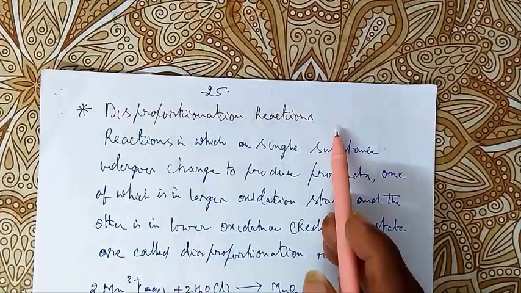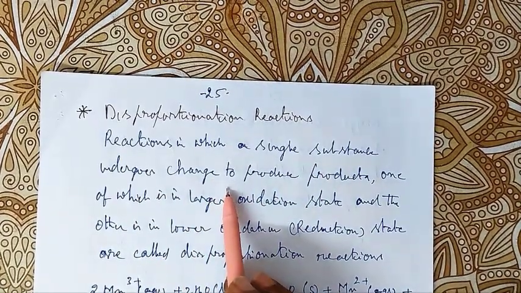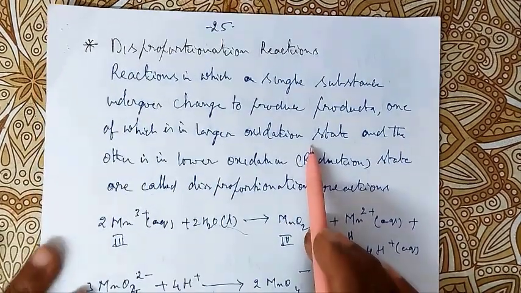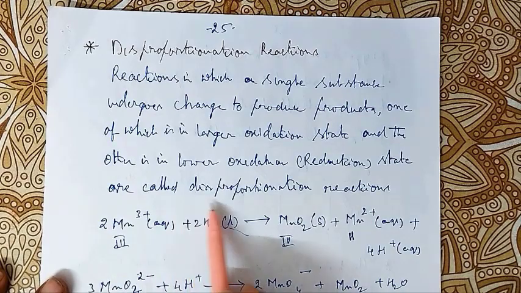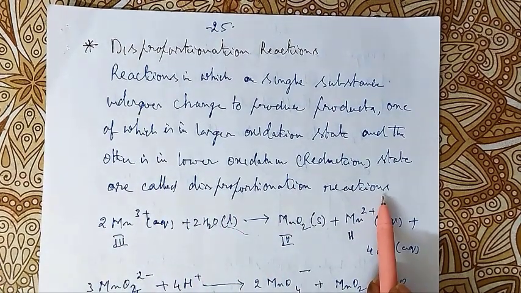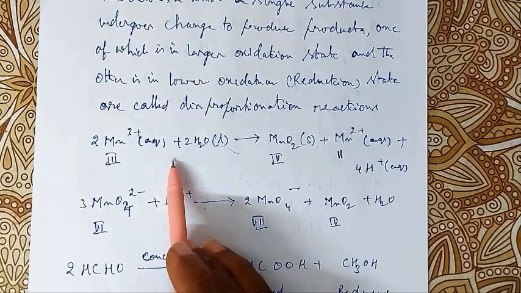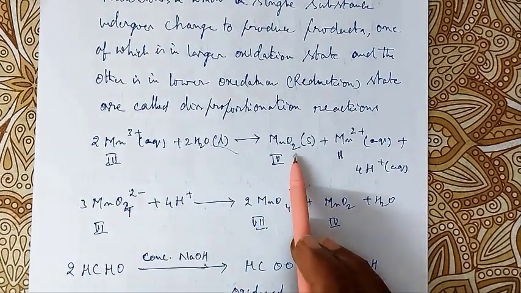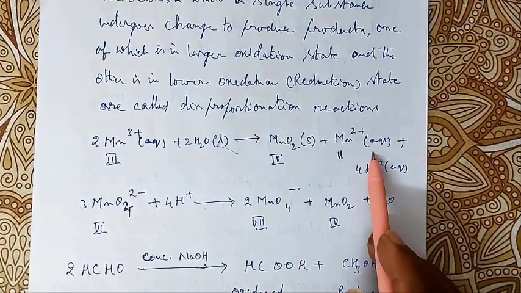Disproportionation reactions. A reaction in which a single substance undergoes change to produce products, one of which is in a higher oxidation state and the other is in a lower oxidation state, is called a disproportionation reaction. For example, Mn3+ in aqueous solution changes to MnO2 with a higher oxidation state and Mn2+ with a lower oxidation state.